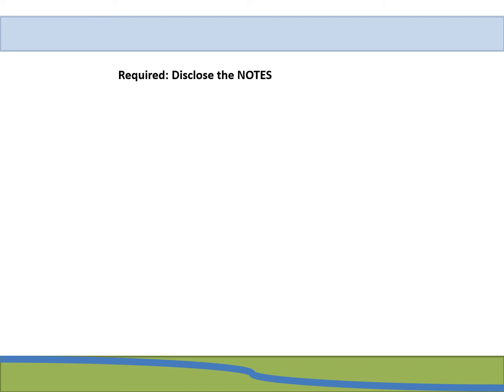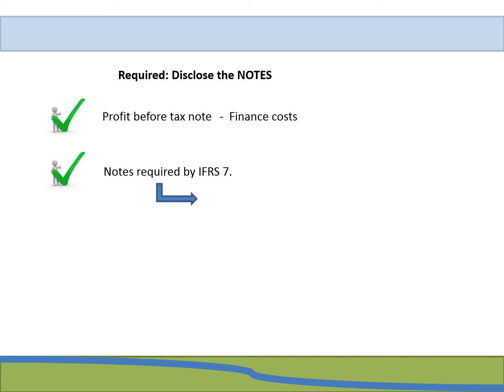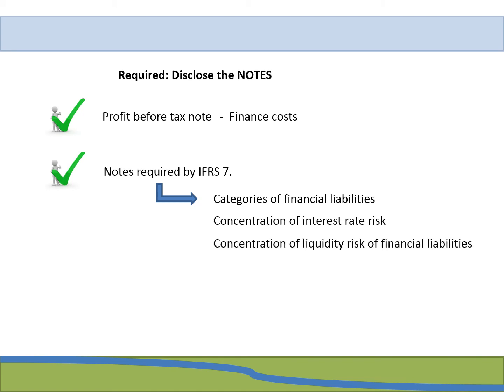Right, so we have been asked to prepare the notes to the annual financial statements. So firstly, we know that we need to disclose a profit before tax note because we have finance costs. Next, the notes that are required by IFRS 7, which are your categories of financial liabilities, and this includes the concentration of interest rate risk as well as the concentration of liquidity risk of our financial liabilities. Next, we are told to ignore tax as well as share capital and accounting policies, so these notes are not required.